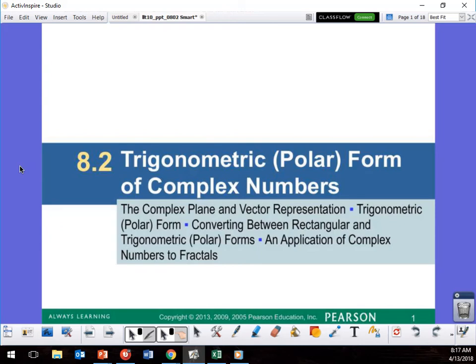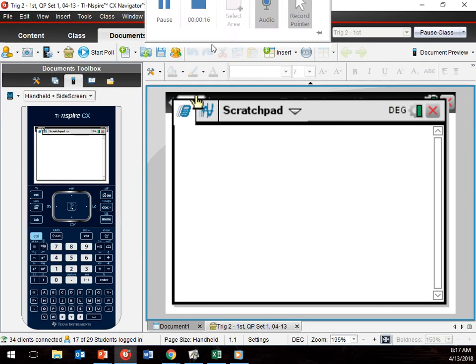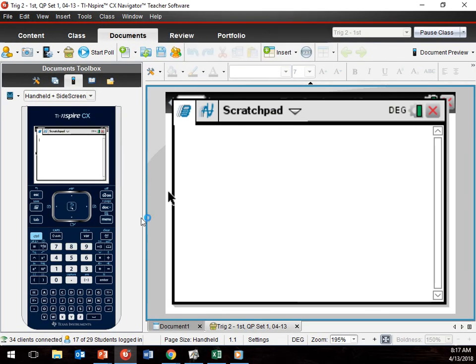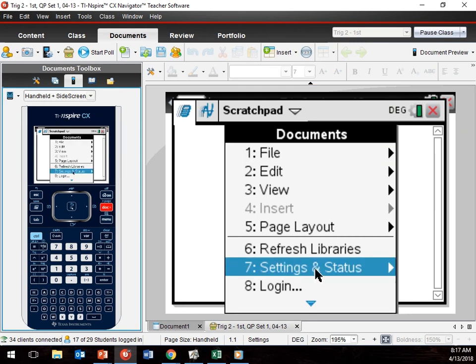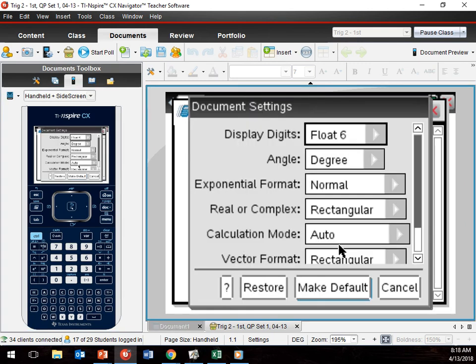All right, so this morning, trigonometry, polar form of complex numbers. I'm going to show you guys real quickly how to change your calculator. I'm going to pull this up right now. I have my calculator here, document, settings. I've already changed everyone's. I already sent it out. I'm just showing you guys.